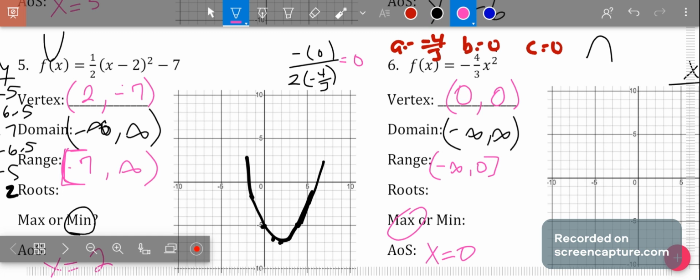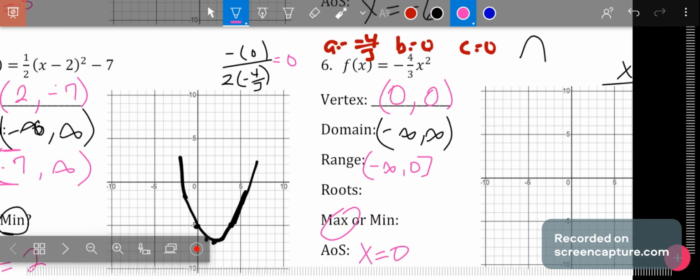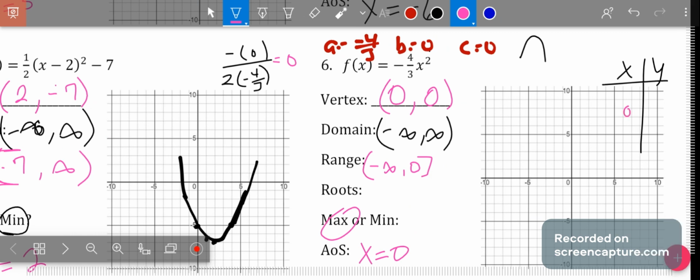For my roots, we'll have to make our XY chart to be able to graph this. So 0 will go in the middle of my chart. We go 1, 2, -1, -2. So if I plug in a -2 here, -2 squared gives me 4. That gives me -16/3. It's going to be pretty hard to graph. If I plug in a -1, that'll give me -4/3. If I plug in a 0, I get 0. 1, I'll have -4/3 again. And 2, I'll have -16/3. So we're just going to use some estimation. You can use Desmos to help you with this.